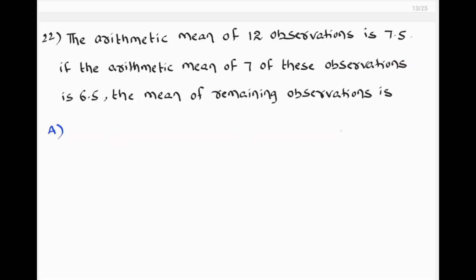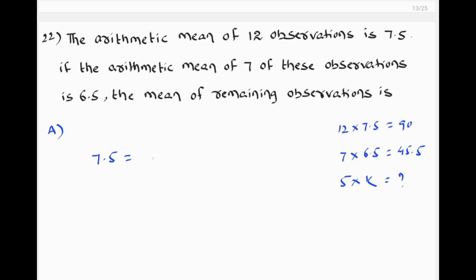In the problem we have 12 observations with the mean 7.5, so the sum will be equal to 90. Out of 12 observations, the mean of 7 observations is 6.5, so the sum is 45.5. The remaining observations are 5, and we don't know their mean. Therefore, we take the mean as k. We have to find the k value. We can solve it by the simple formula, the mean of 12 observations, that is 7.5.